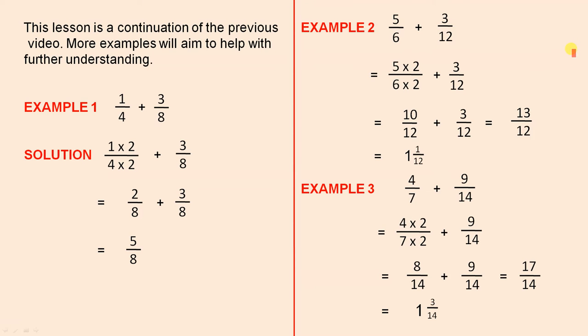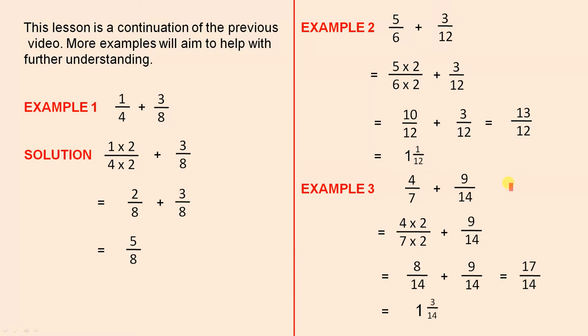Example 2. 5 over 6 plus 3 over 12. To change this denominator here to a 12, multiply top and bottom by 2. 2 5s are 10, 2 6s are 12. So 10 on 12 plus 3 on 12 is 13 on 12. This improper fraction here, from previous videos, we see that 12 into 13 goes once, and 1 left over, so it's 1 and 1 over 12.